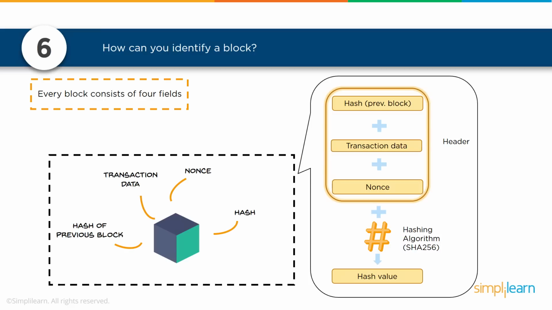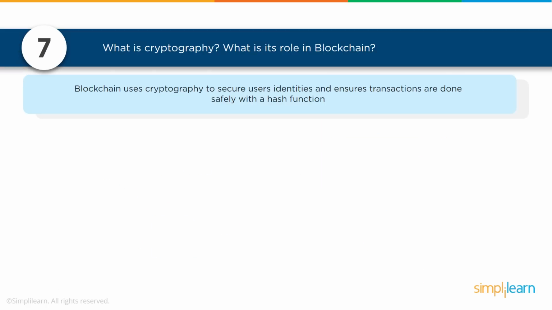Now this is the way it is structured. The hash of the previous block, the transaction data and the nonce constitute the header of the block. They all together are passed through a hashing function and then the hash value, the digital signature of the block, is generated. What is cryptography and what is its role in blockchain?